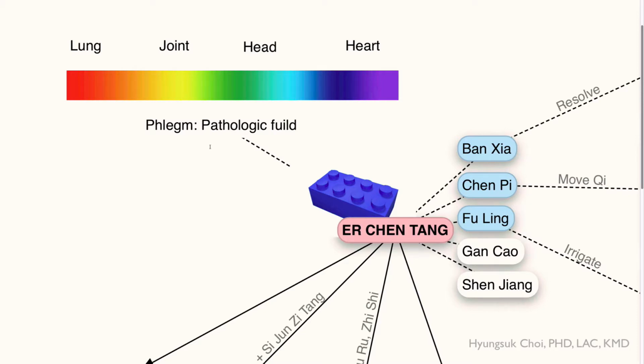So when phlegm affects the lung, it makes sputum and respiratory symptoms. And it can affect the joint. Then it makes obstruction, joint swelling and pain. And also, phlegm can affect the head. Then it makes dizziness, vertigo, and a heavy feeling of the head. And also it can affect the heart. It is not the literal heart, but it can make mental psychological symptoms like insomnia or palpitation. So there is a spectrum. Phlegm can be represented in various types of symptoms.